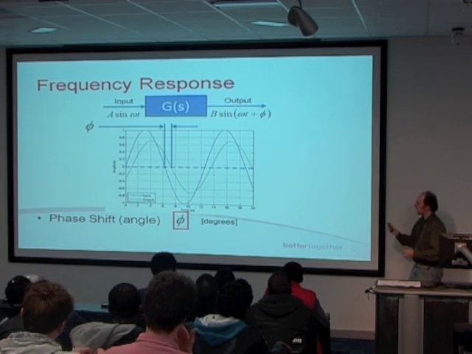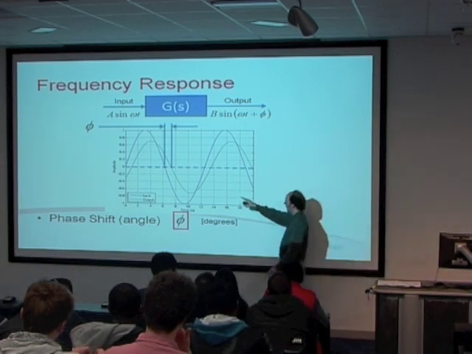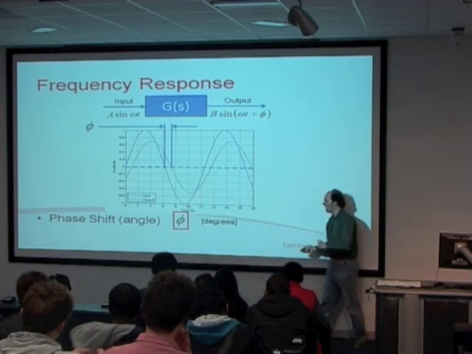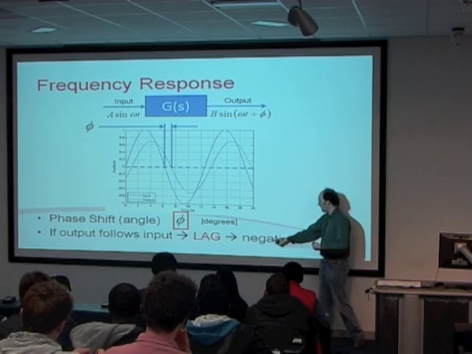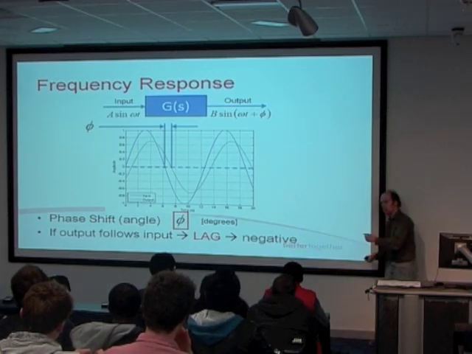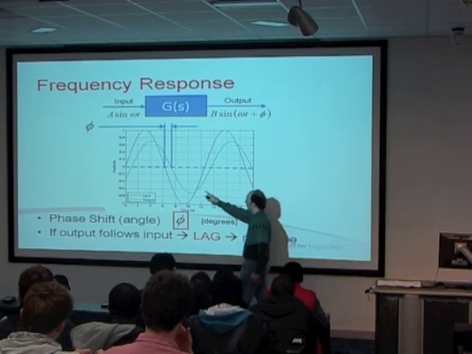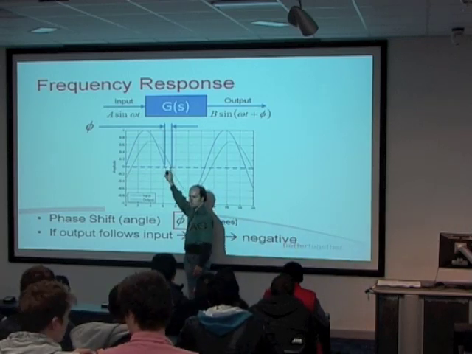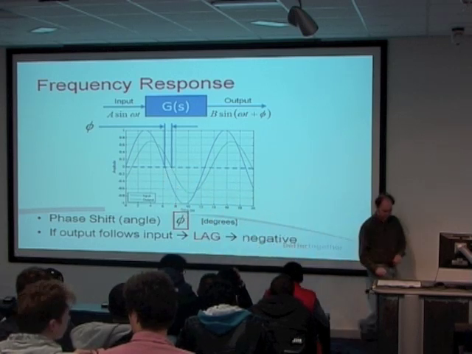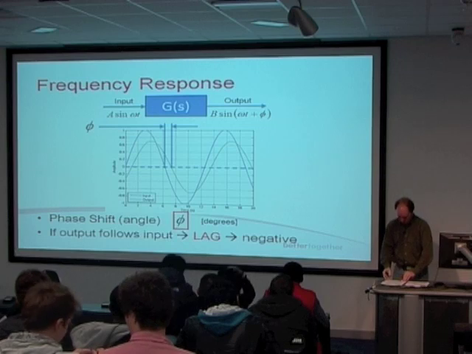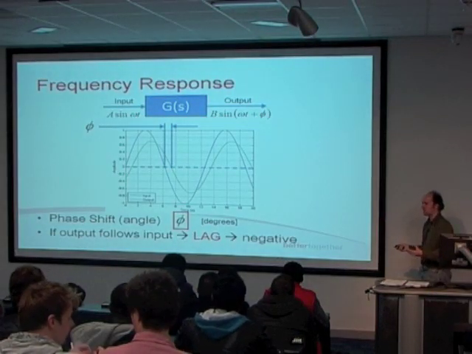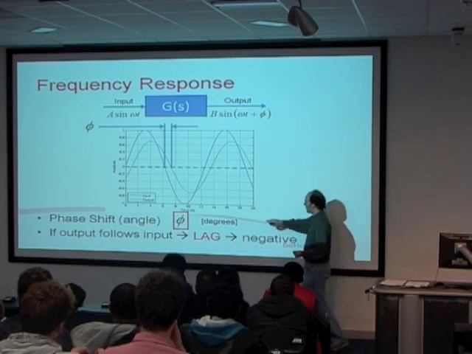That's measured in degrees. Now, because the output is following the input, there's a delay. That's called a lag. And that means that the angle that you get for the phase angle is negative. So if there's a lag, the angle is negative. This would be a phase angle of minus 20 degrees or something like that. Okay, that's negative. So that's the basis of frequency response. This is what it looks like in the time domain.